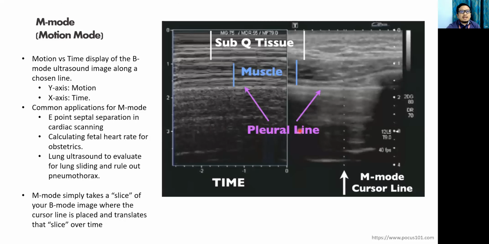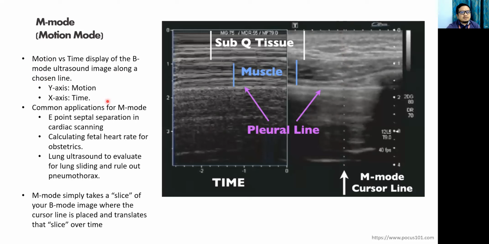So what about M mode? M mode is a special mode. It's also called the motion mode. It's a motion versus time display of the B mode ultrasound image along a chosen line. So once you have chosen a line in the B mode like this, only on this exact line it will cause this slice image in a time manner.